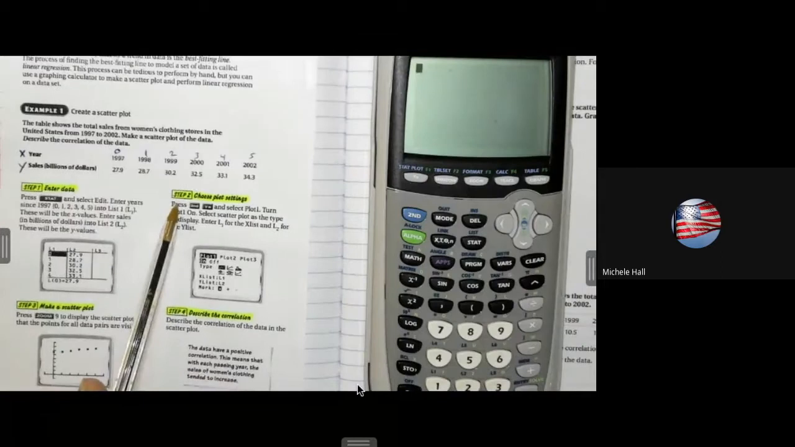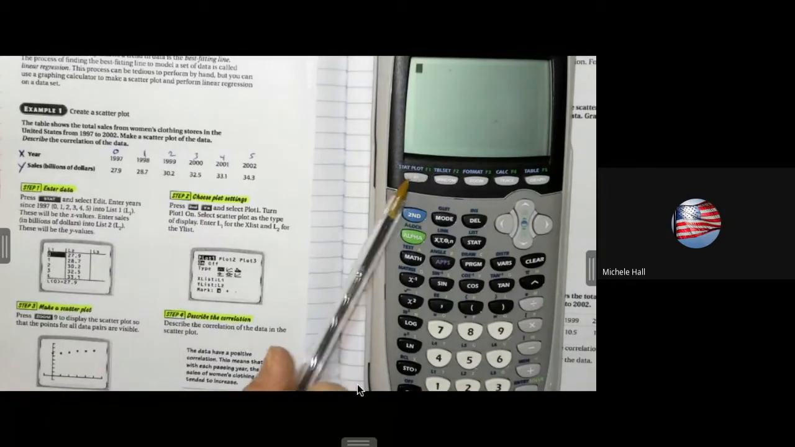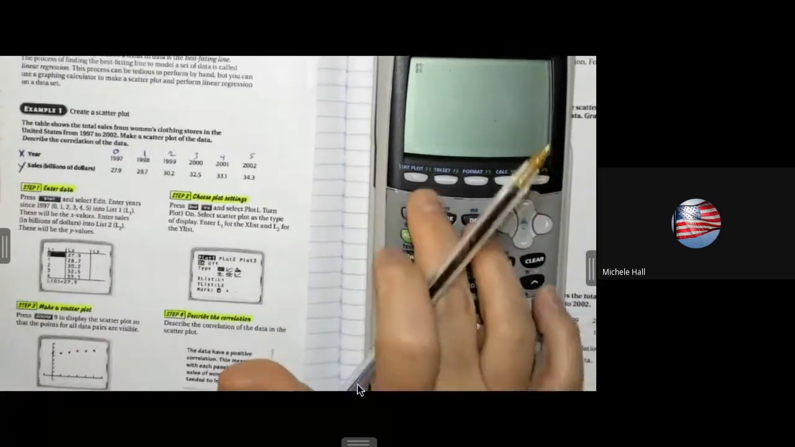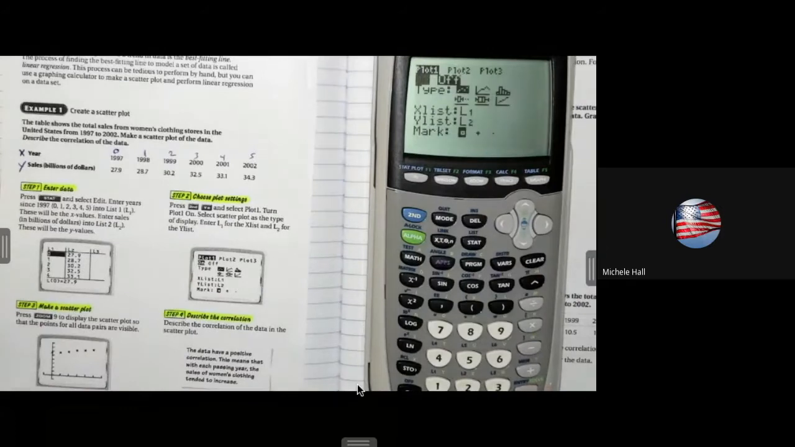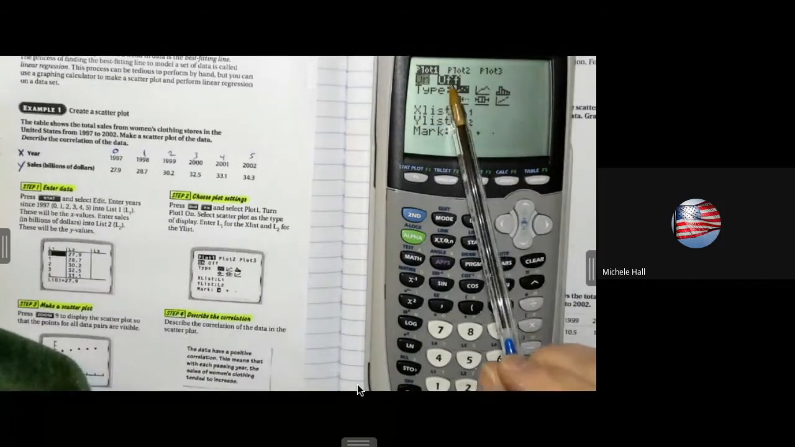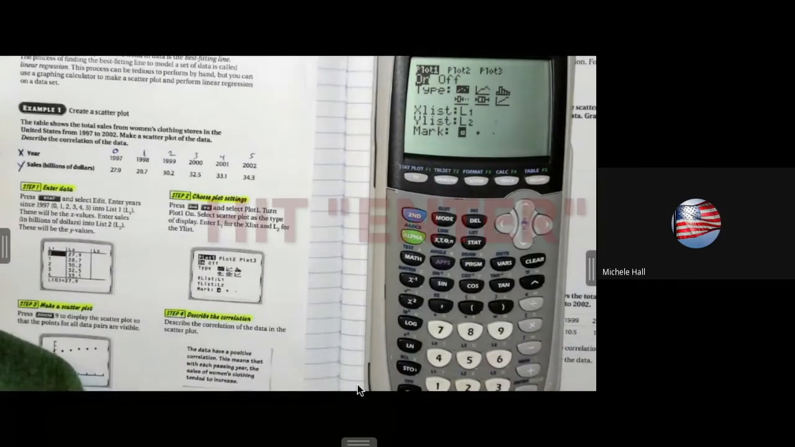The second step says that we need to choose a plot setting. Press Second, Y equals, and if you look above this one in blue, it's Stat Plot. So we hit Second, above Y equals, and that puts us into the stat plot. We're always going to be going into the first one. Enter to get into the first one. And right now it's on the black. It's off, so I want it to be blinking on the On. Now it's been turned on.